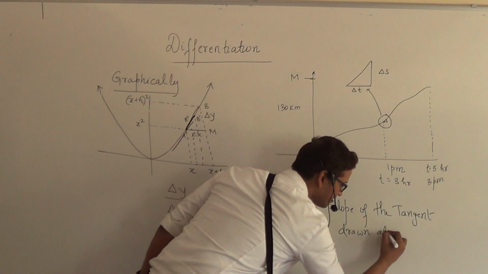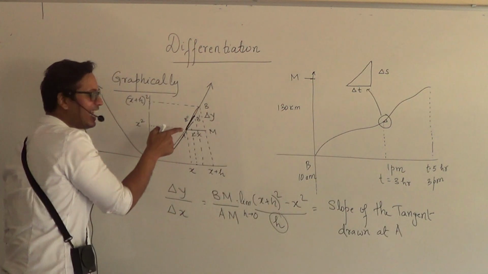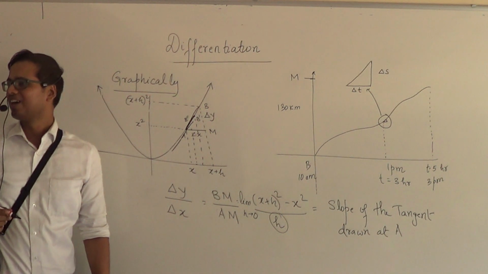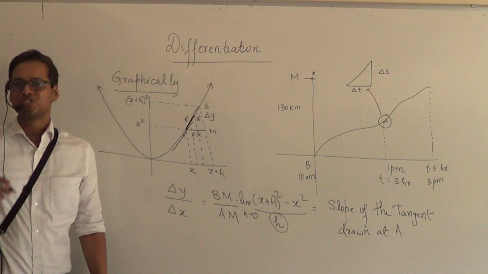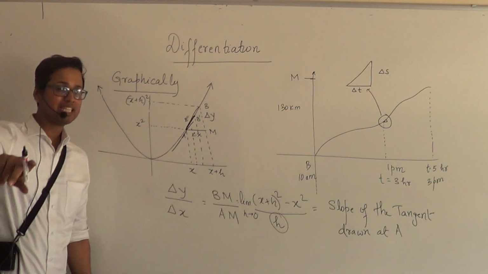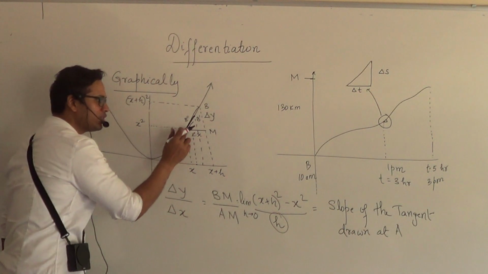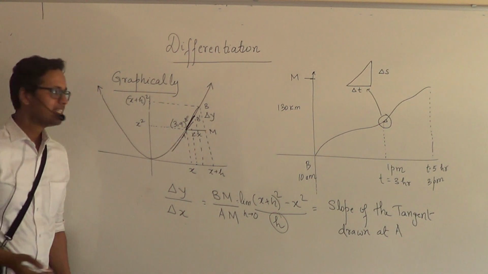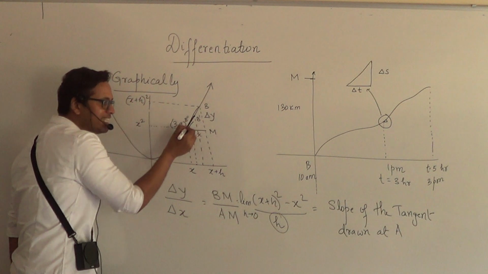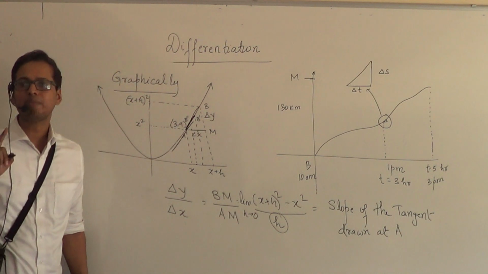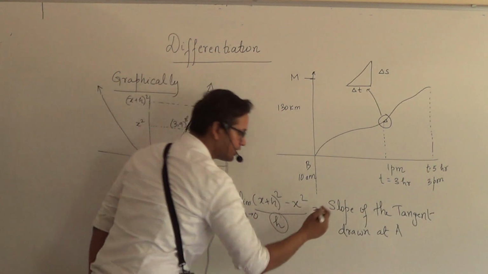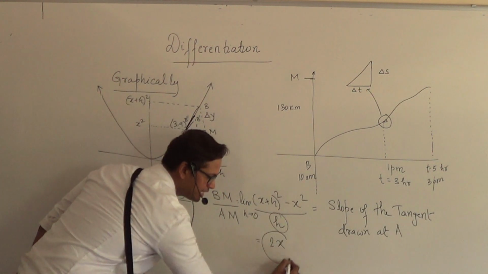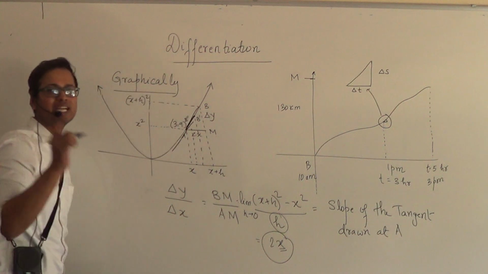Which point on the curve? At the point A. Are you getting this point? What I am indirectly trying to say is that if I choose a point (3, 9) on this curve, then what will be the slope of the tangent drawn at (3, 9)?